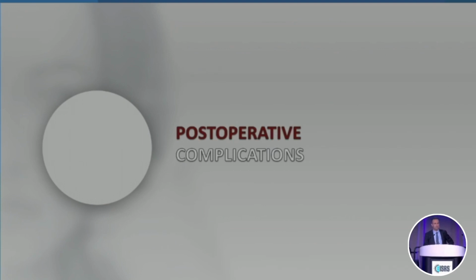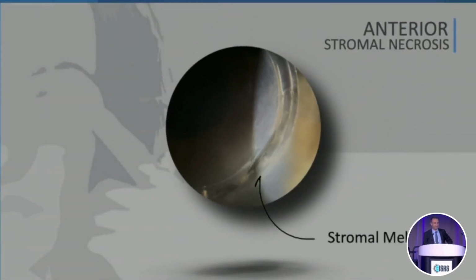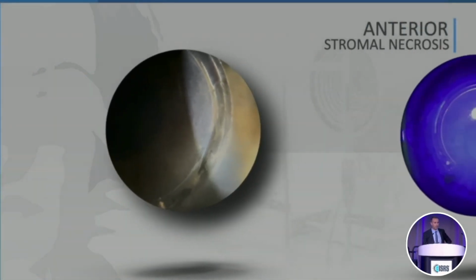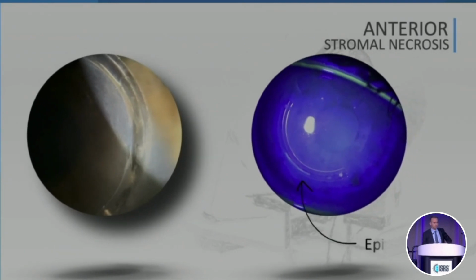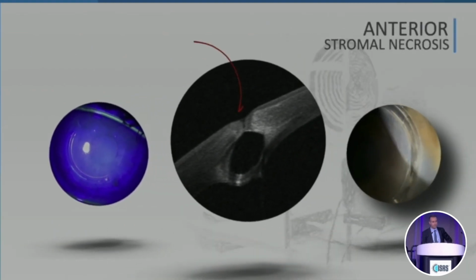Postoperative complications: by far the most common postoperative complication is actually anterior stromal necrosis, as you can see here. Now, this is a flagrant example. However, this can present much more subtle. And in this case, you might think this is just an epithelial defect overlying the ring segments, only to discover, if you do an OCT, that there is a cleft all the way to the roof of that segment, or the roof of the tunnel.